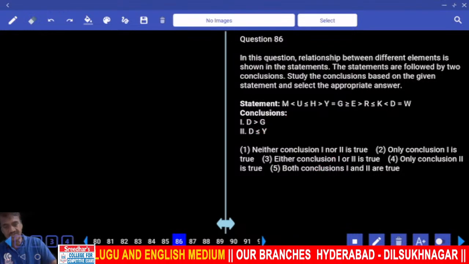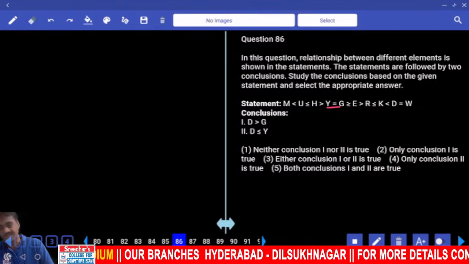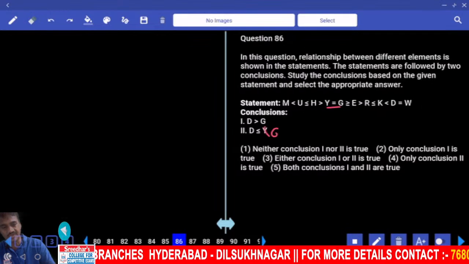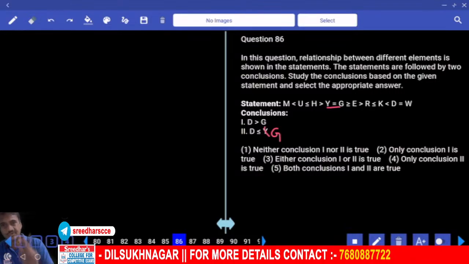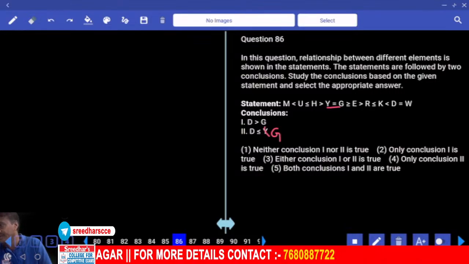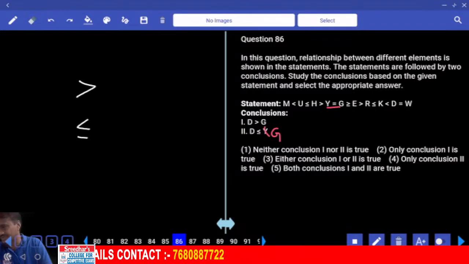The next one, 86. Now D and G, D and Y. G equals to Y means in the place of Y, you can write it as Z. Now if you check here, these two conclusions are between only two letters. What are those two? D and G. Now in the first one, it is greater than. And in the next conclusion, it is lesser than or equals to. Then what is possible? Either or is possible.